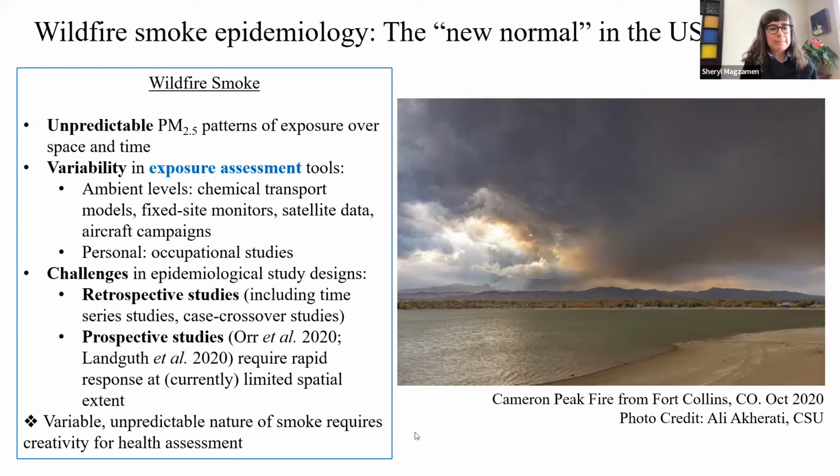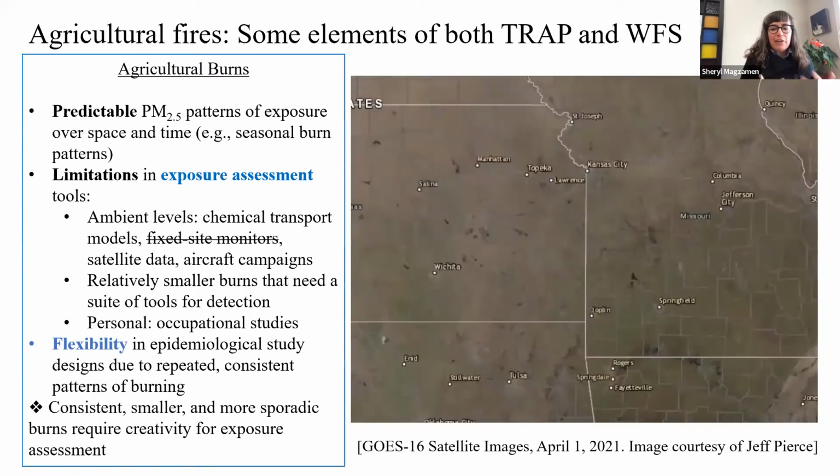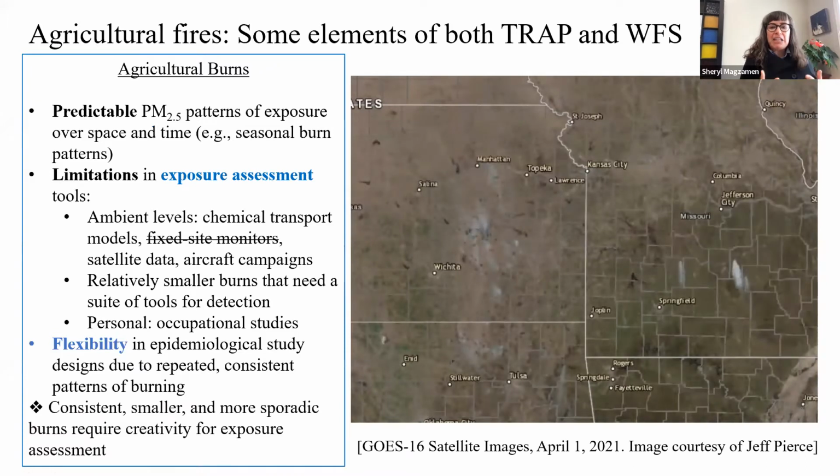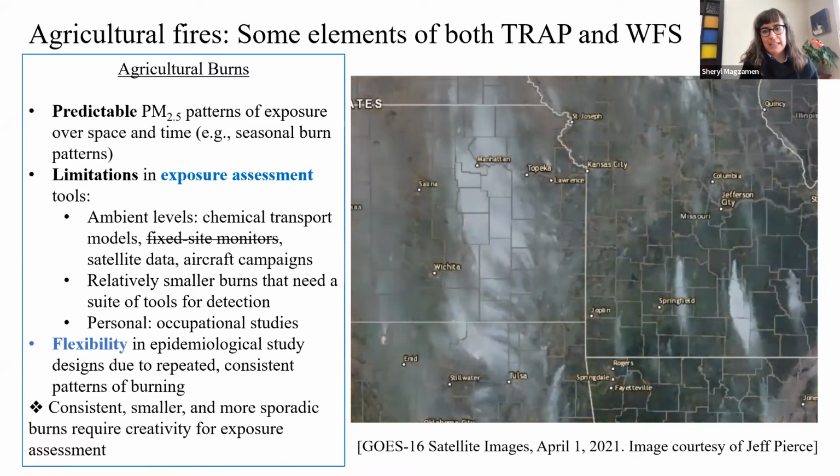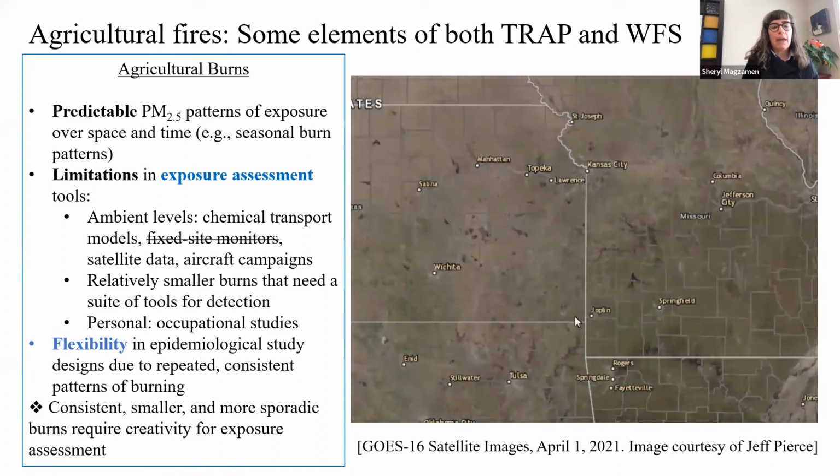Next slide, please, Alex. So agricultural burns have some elements of both traffic-related air pollution and wildfire smoke. And this is a movie that Jeff Pierce put together, thanks Alex, that really shows how agricultural burns thread the needle. This is in the Flint Hills region of Kansas, as well as parts of Missouri. For agricultural burns, there are predictable patterns of exposure over space and time, for example, seasonal burn patterns.